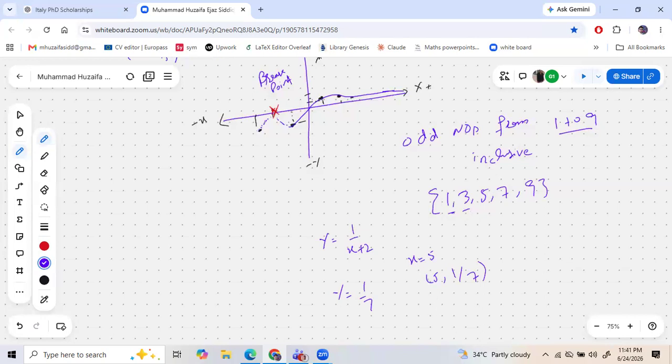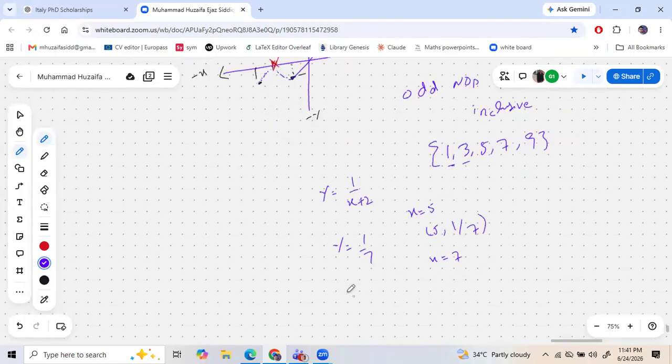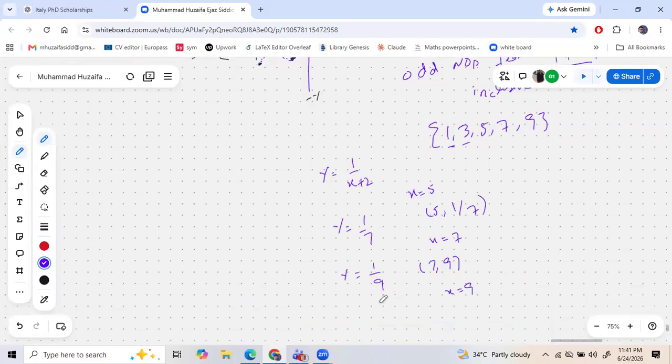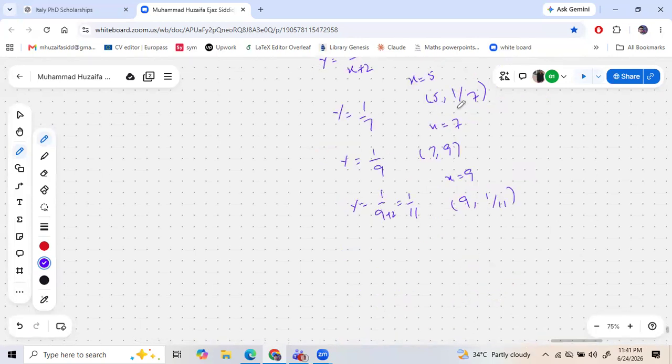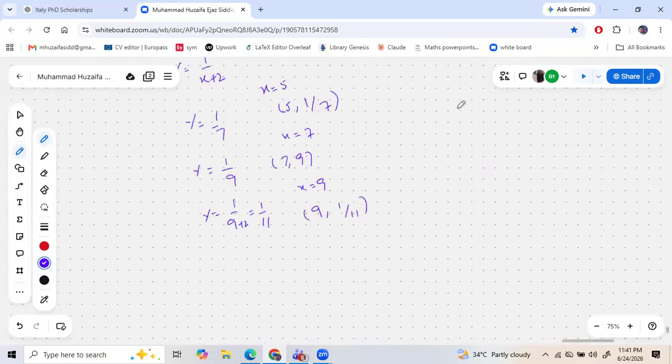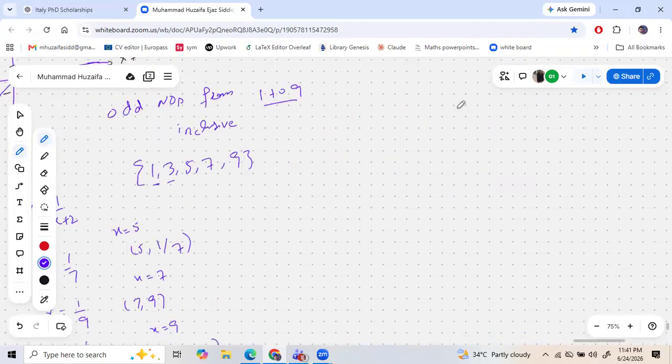When we have x is equal to 7, what is y? y is equal to 1/9. So this is 7 and 1/9. When we put x is equal to 9, so our y is equal to what? Our y is equal to 1 over 9 plus 2, which is 1/11. So this is 9 and 1/11. Got it?